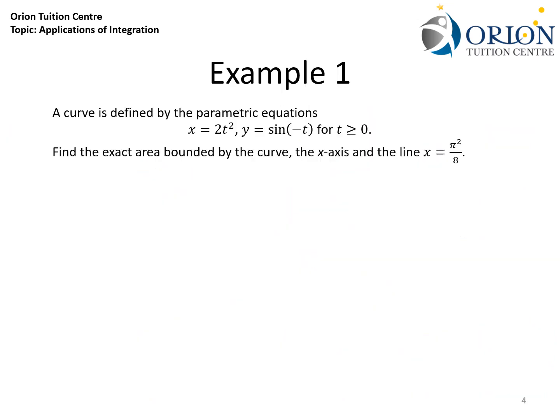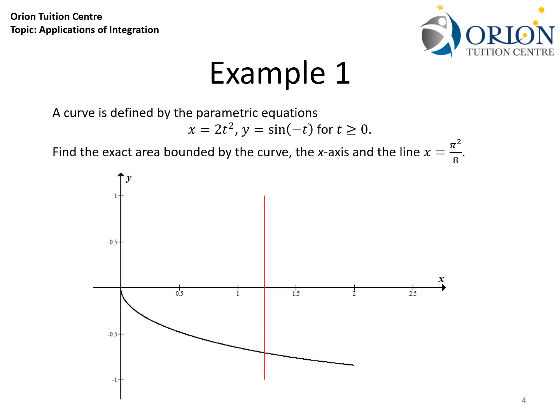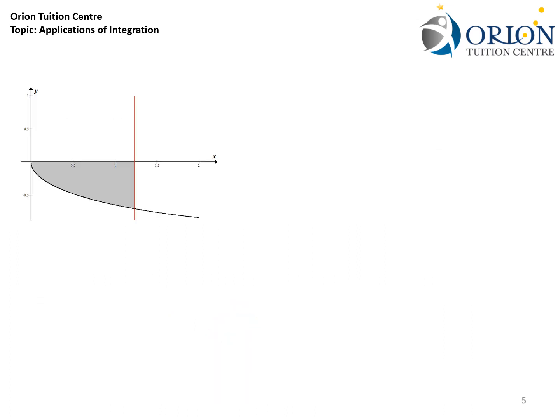In example 1, we have the curve defined parametrically as x equals 2t squared and y equals sin(-t) for t more than or equal to 0. And we are asked to find the exact area that is bounded by the curve, the x-axis, and the line x equals pi squared over 8, which means we are looking at this region over here. To find this area, we can use the formula A equals the integral of y dx from 0 to pi squared over 8. So let's start by writing A equals the integral from 0 to pi squared over 8 of y dx.